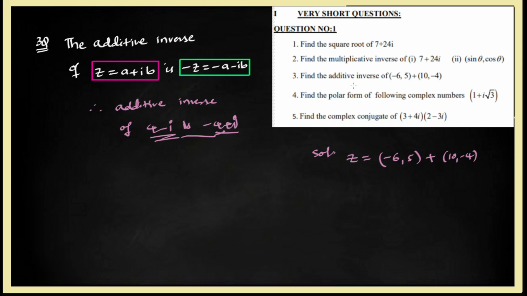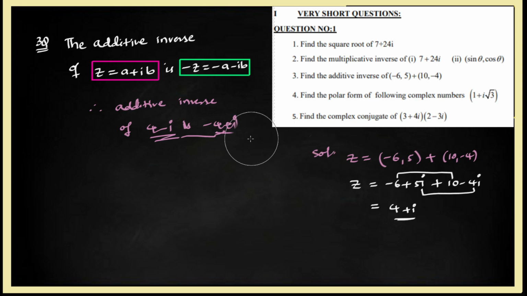Now, the third question is find the additive inverse of minus 6 comma 5 plus 10 comma minus 4. So first here two complex numbers are given. We have to add the given two complex numbers. So z equals, the given minus 6 we can write plus 5i, plus the second complex number is 10 minus 4i. Now for addition of two complex numbers, we have to add real with real, that is minus 6 plus 10 is 4, and 5i minus 4i is plus i. So the given complex number is 4 plus i.